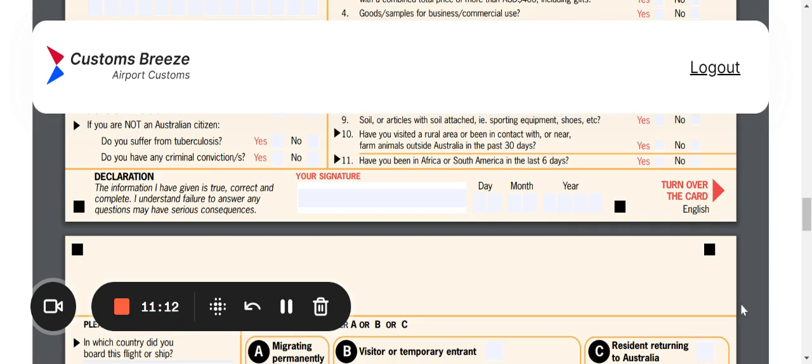Now we get to the bottom section of this side of the card. Here it's asking for your signature. Make sure you sign your name. Make sure in the next section you give your day, month, and year in which you are filling out this card. So make sure you do that. Don't forget. Now let's go to the next section of this card.